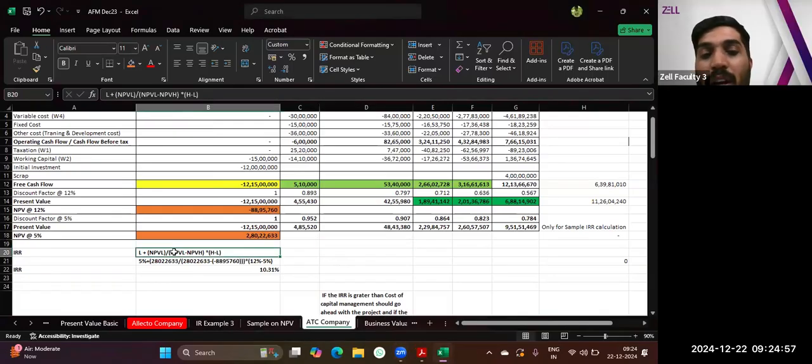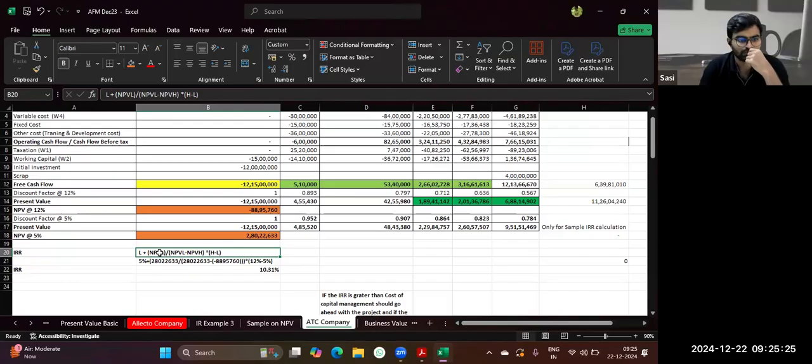In the IRR formula, NPV at lower and NPV at higher, NPVL means what is the NPV at a lower discount factor and what is the NPV at a higher discount factor. Understood? NPV at higher and lower does not mean which NPV is higher. It means at lower discount factor, what was your NPV? At higher discount factor, what was your NPV? Clear, everyone?